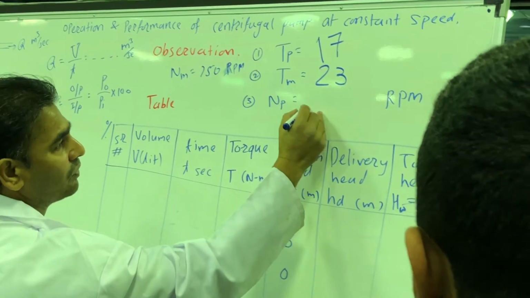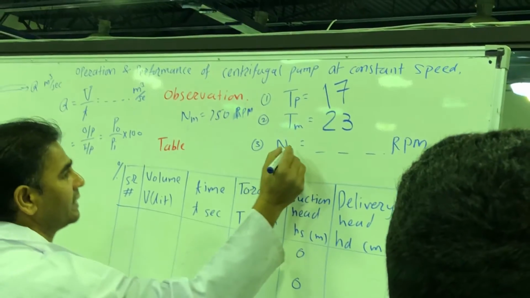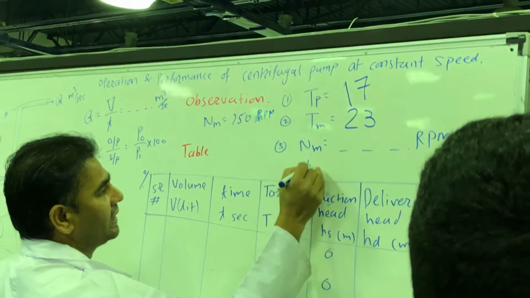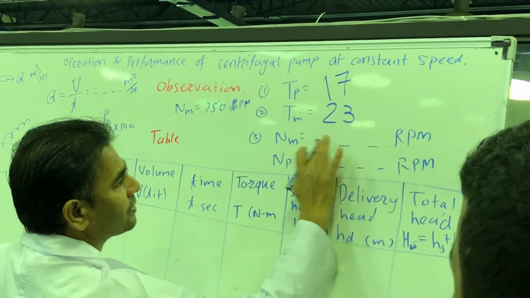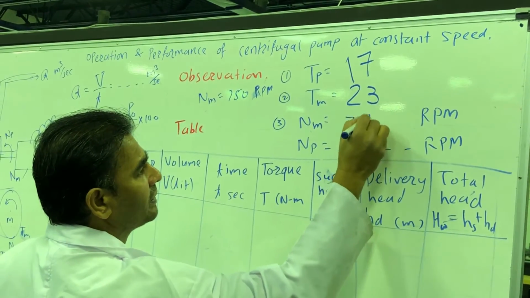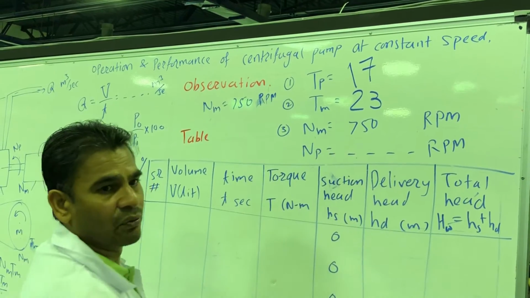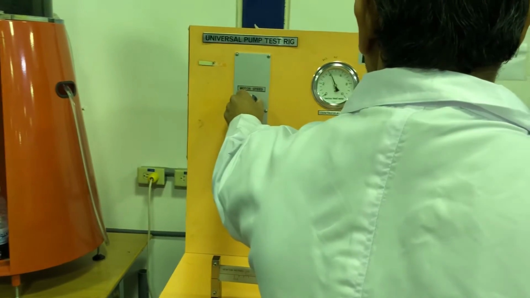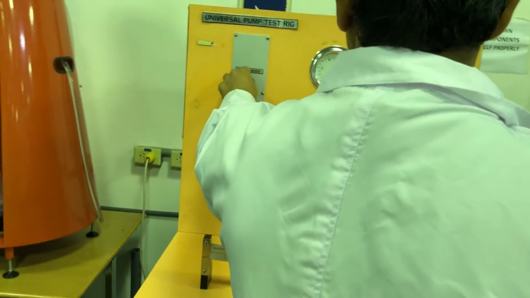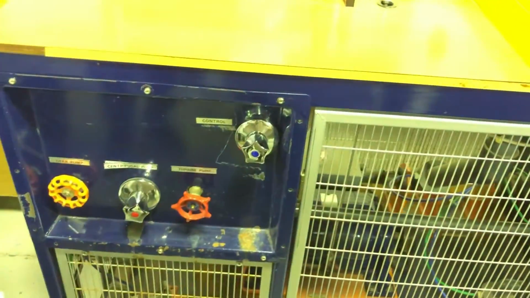Okay? And then we will write, or you can write here NM and NP is equal to RPM. So this is 750 measured and this is calculated. Okay? So we will calculate this. After that, now water is flowing. So see here, this valve should be completed before starting the pump.